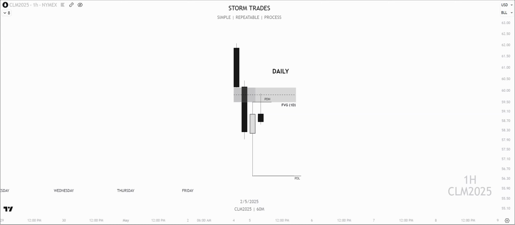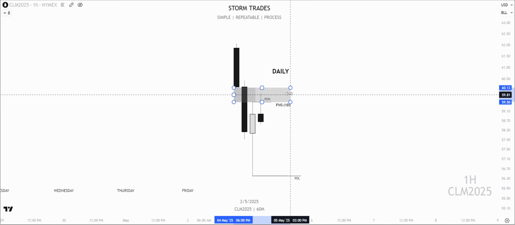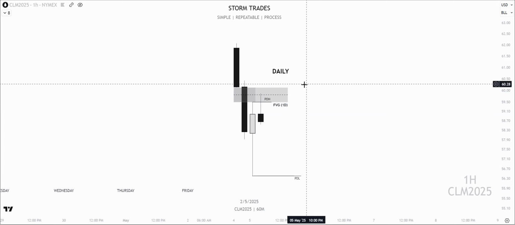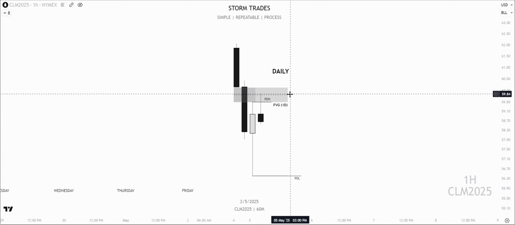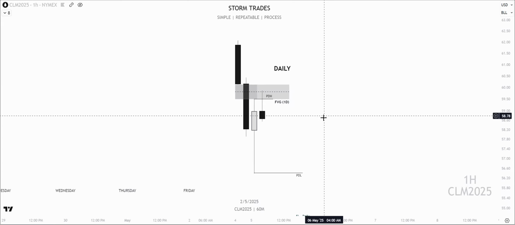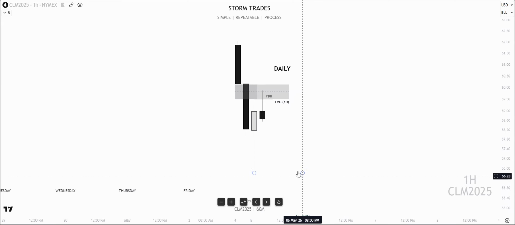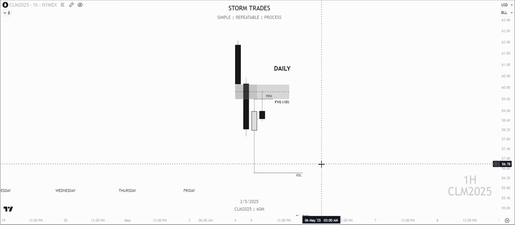Now today we had NFP at 8:30, so obviously any trading was going to be done after that. I was hoping to see a manipulation and then a move lower. The reason, as you can see on the screen here, is we were delivering out of a daily bearish fair value gap, and we had this really nice previous daily low all the way down here.